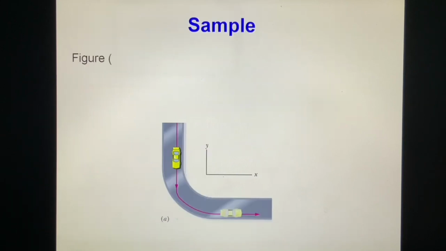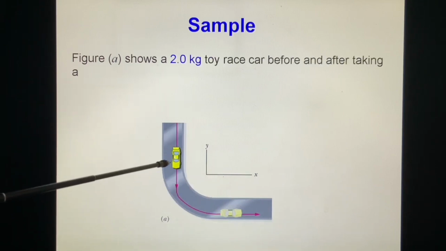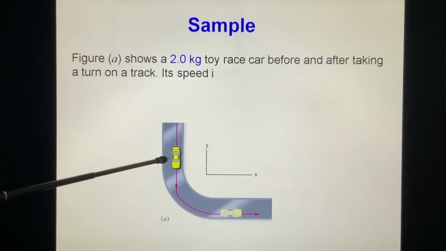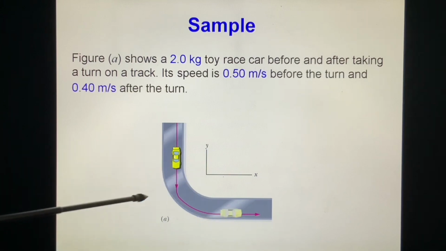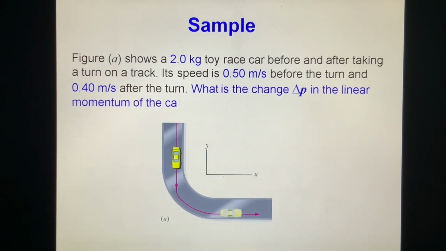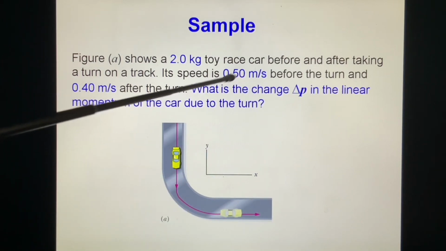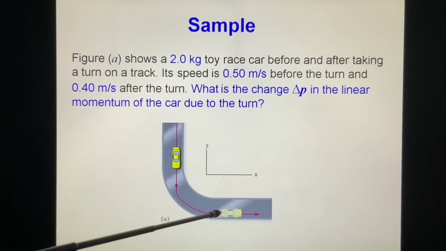Sample. The figure shows a 2.0 kilogram toy race car before and after taking a turn on a track. Its speed is 0.50 meter per second before the turn and 0.40 meter per second after the turn. What is the change delta P in the linear momentum of the car due to the turn?